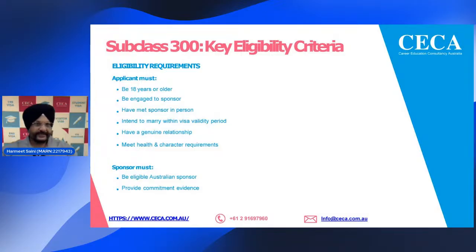The eligibility criteria for this visa: the applicant must be 18 years old, be engaged to the sponsor, must have met the sponsor in person, and intend to marry that sponsor within the visa validity period. They must have a genuine relationship, and also meet health and character requirements. That is quite important. The sponsor must be an eligible Australian sponsor and provide a commitment in a statutory declaration that they are going to support the applicant financially and emotionally.